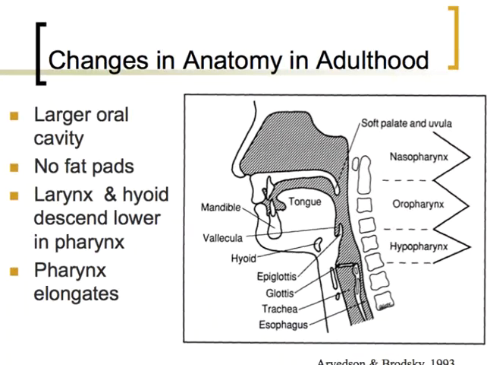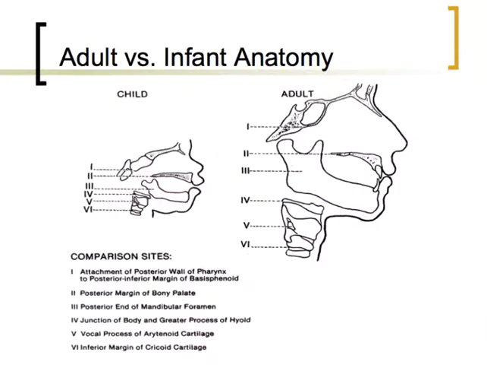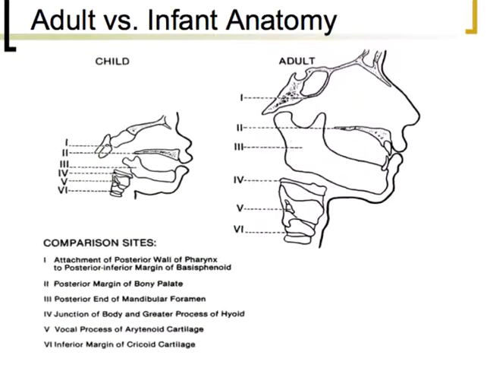As you get older, the oral cavity gets larger. There's no more fat pads. The larynx and the hyoid descend, and the pharynx elongates. And here's a schematic comparing these sites, and you can see how compressed they are in the little guy and how much more expanded they are in the adult.